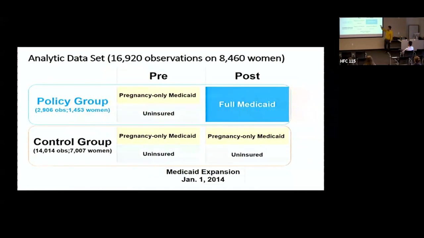We have a policy group and a control group. The policy group includes pregnant women who, during the pre-period, were enrolled in pregnancy-only Medicaid or uninsured when they were giving birth. But after expansion, they are covered fully by Medicaid, so full Medicaid. The control group didn't change their status.